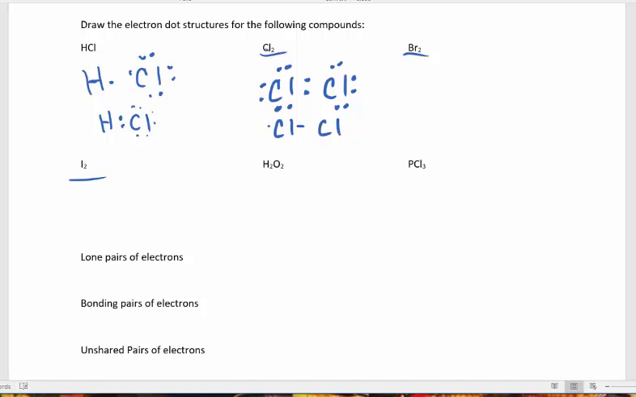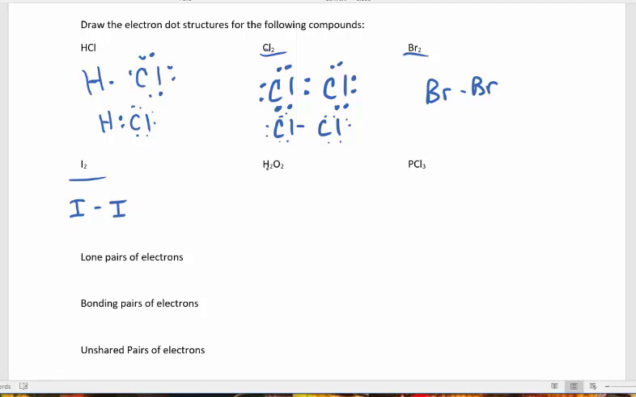So again, I could draw those lone pairs in there, or unshared pairs, let's call them. Lone pairs or unshared pairs, it doesn't matter. The Br2 would do the same thing, and so would the I2. So you can do those on your own and then ask in class if you have any trouble.